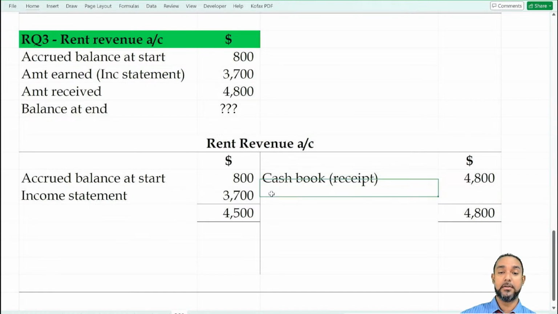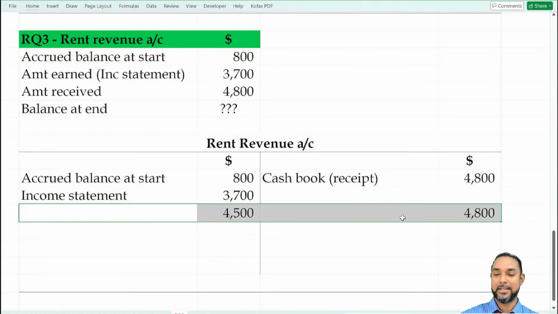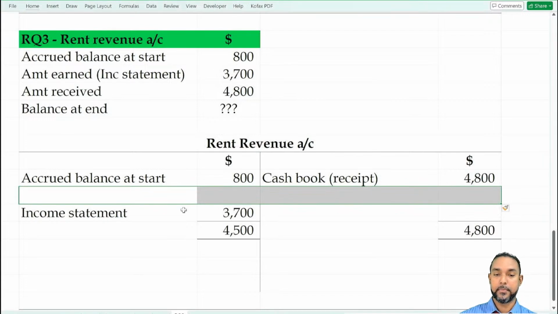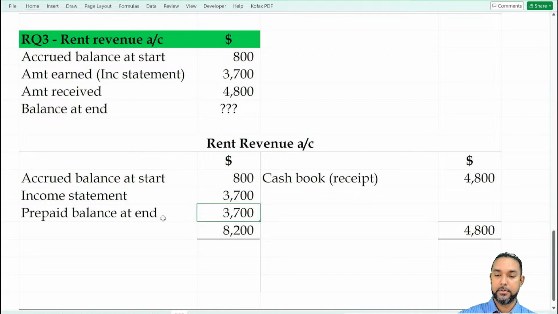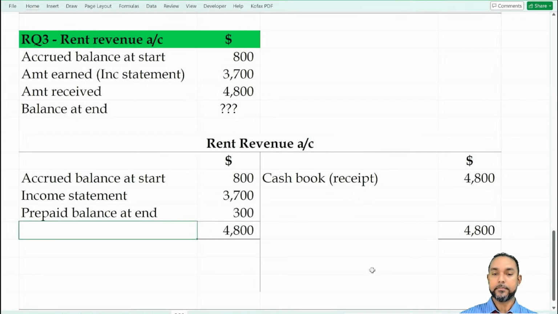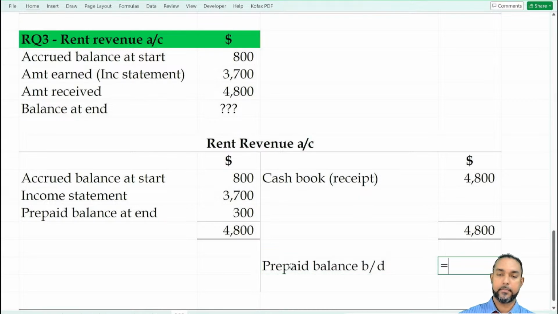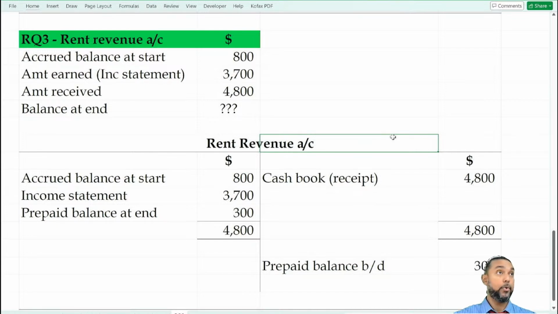Not just more than we earned, but more than the amount earned in the current month and the amount left over from the previous month. What that implies is that they've paid us more than they were supposed to. Therefore, what we have now is a prepaid balance at end, which is how much? 300. And this is the prepaid balance brought down.